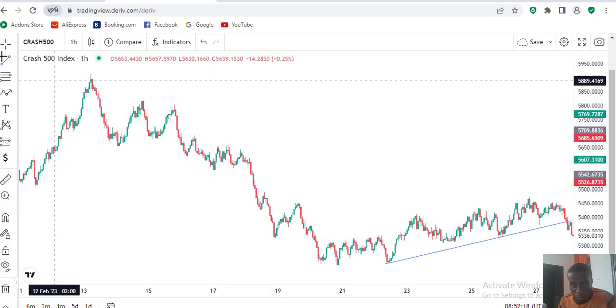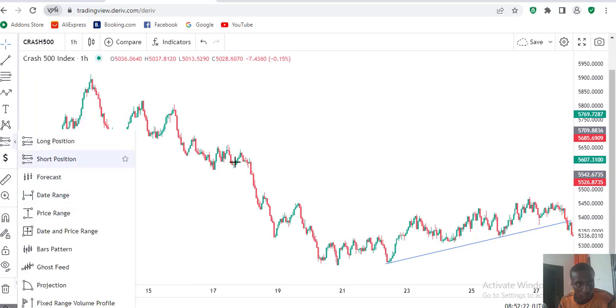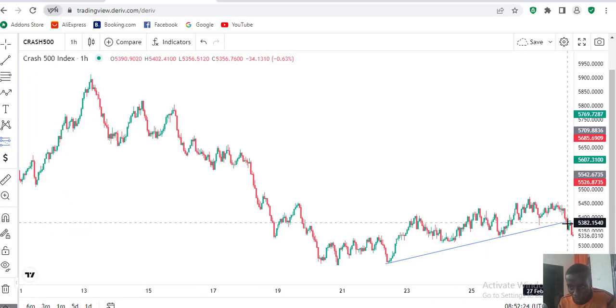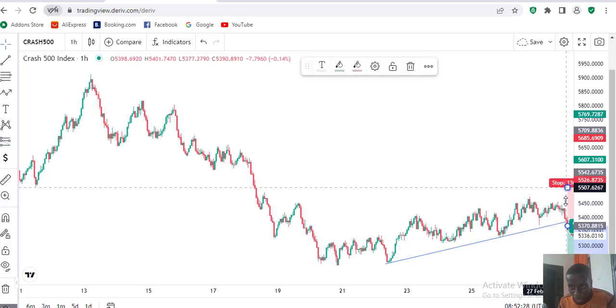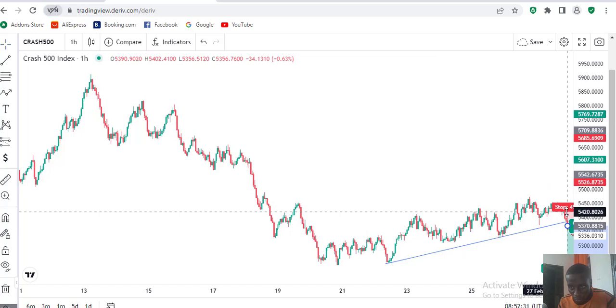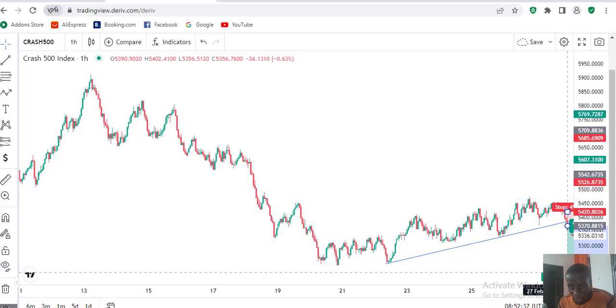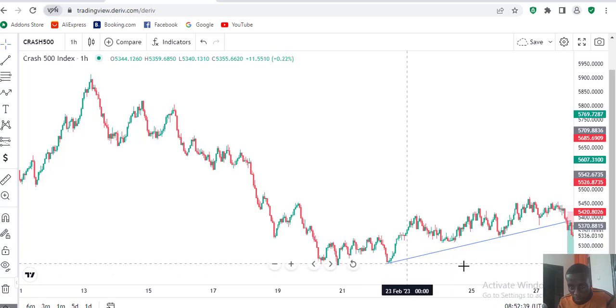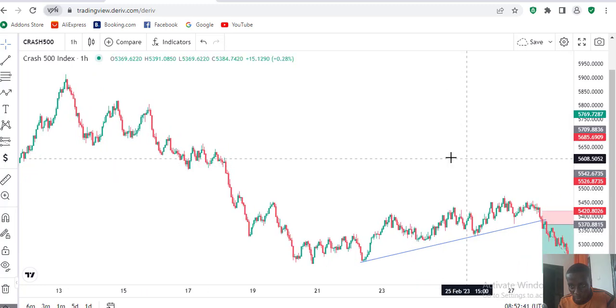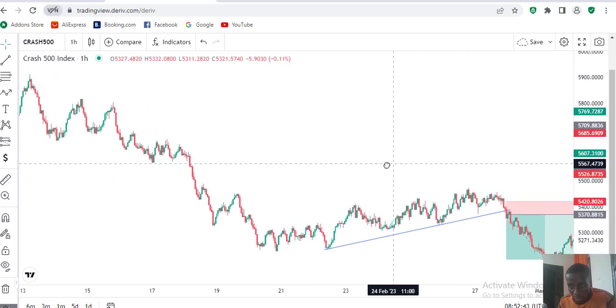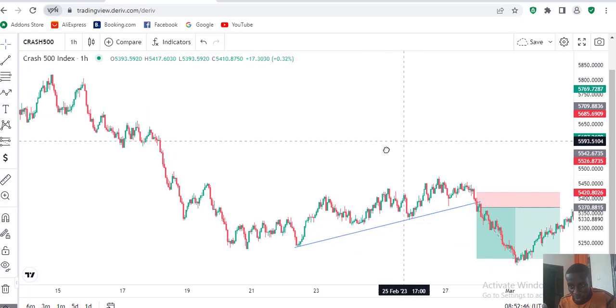So what we do now is we look for our short position. We are looking for a short position here. So we short here, and then our stop loss goes above that candlestick that closed above the zone. Now we can target a higher zone, but first of all, let's target the previous low here, which is this one, and see how price is going to move. Okay, target hit right there.